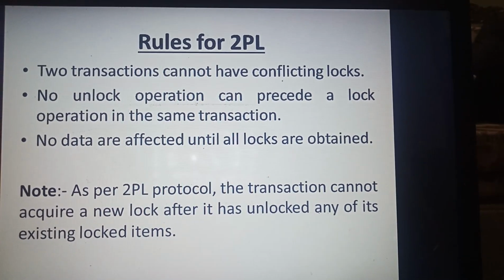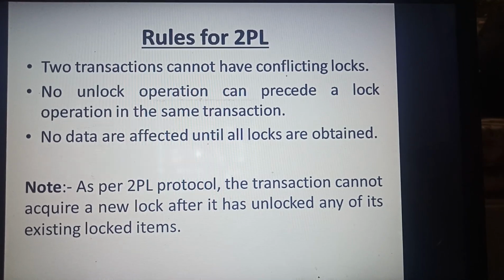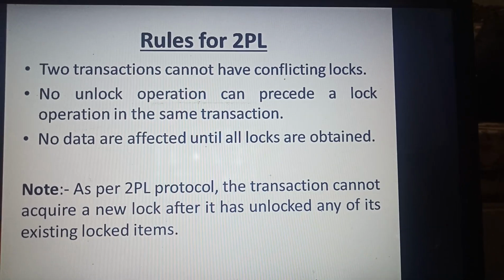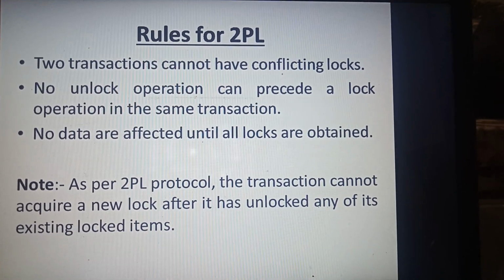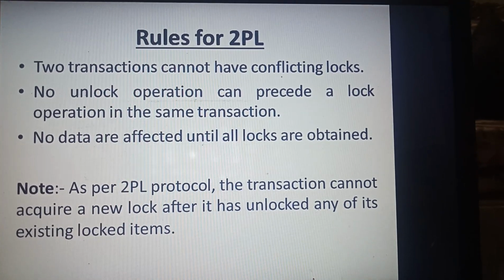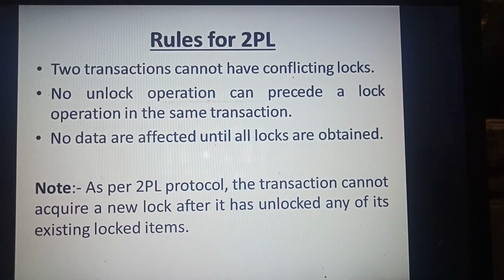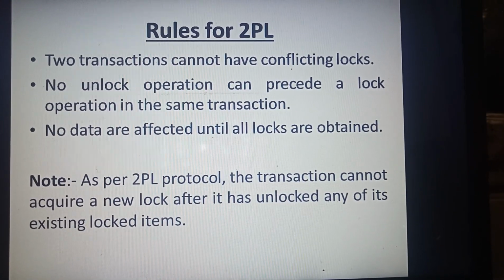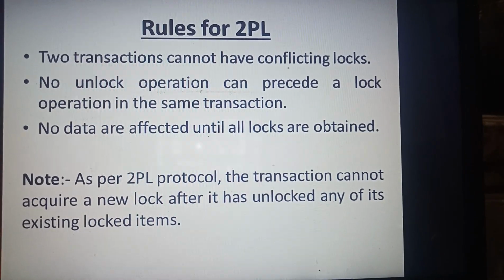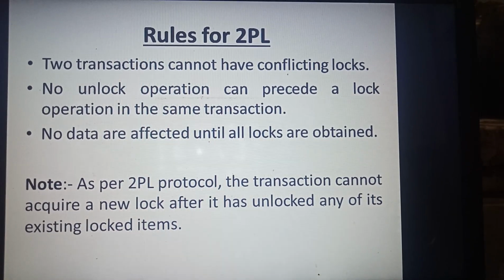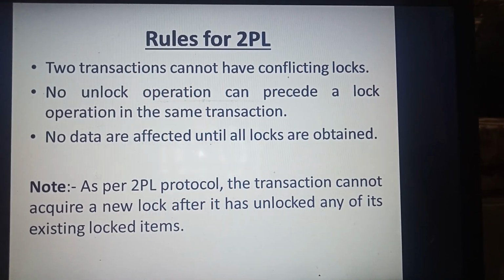So there are some rules for two-phase locking. First is two transactions cannot have conflicting locks. Second, no unlock operation can precede a lock operation in the same transaction. And third is no data are affected until all locks are obtained. Now the point to note is, as per two-phase locking protocol, the transaction cannot acquire a new lock after it has unlocked any of its existing locked items.